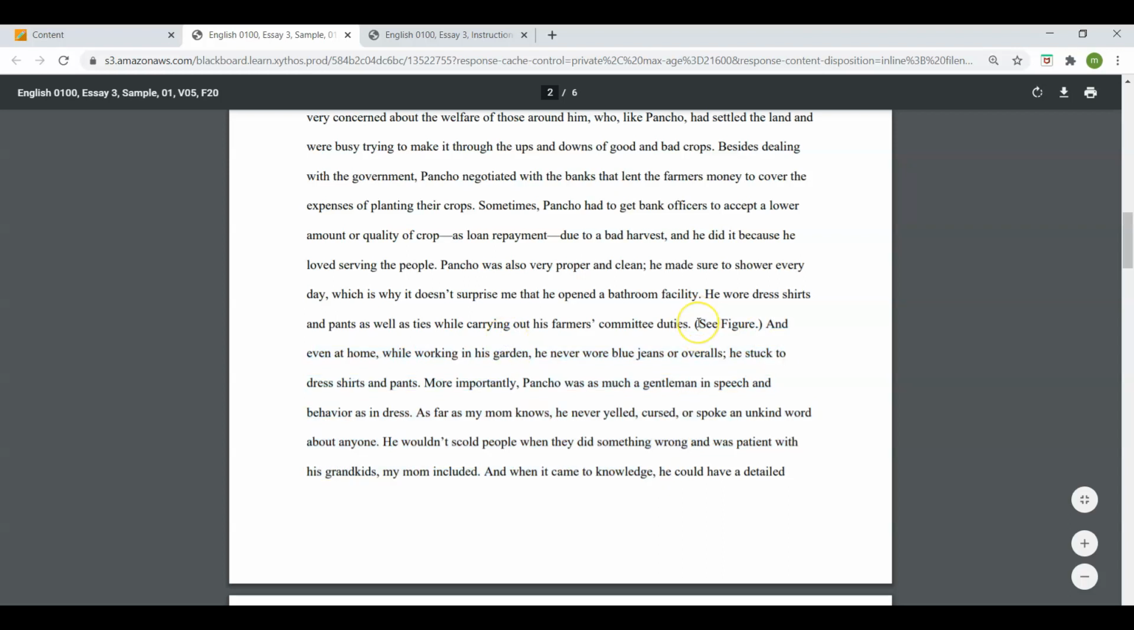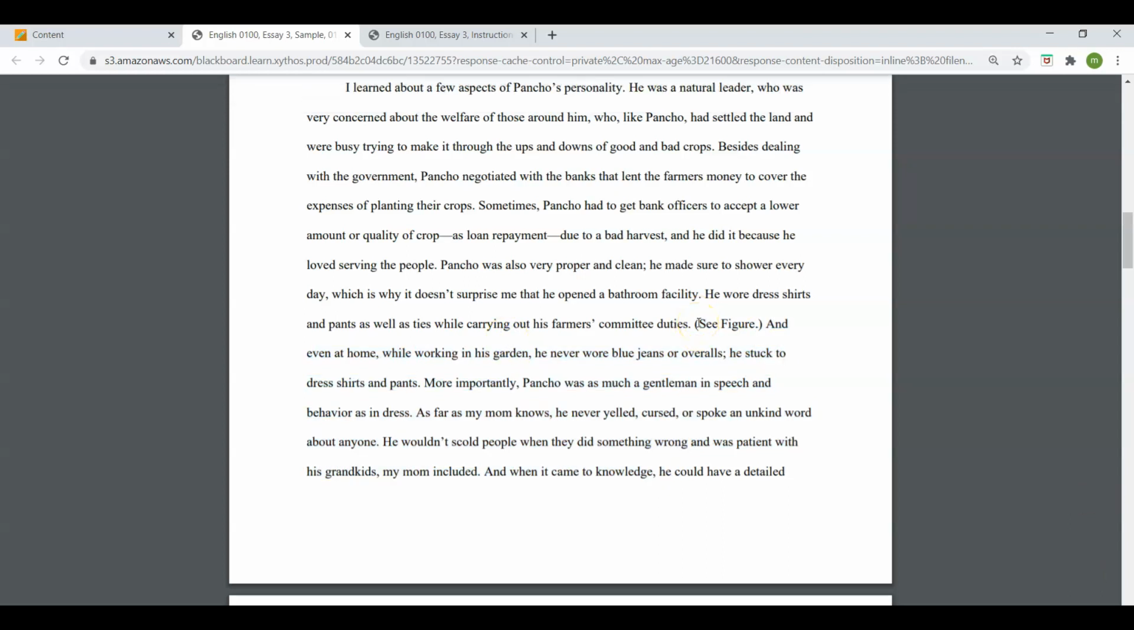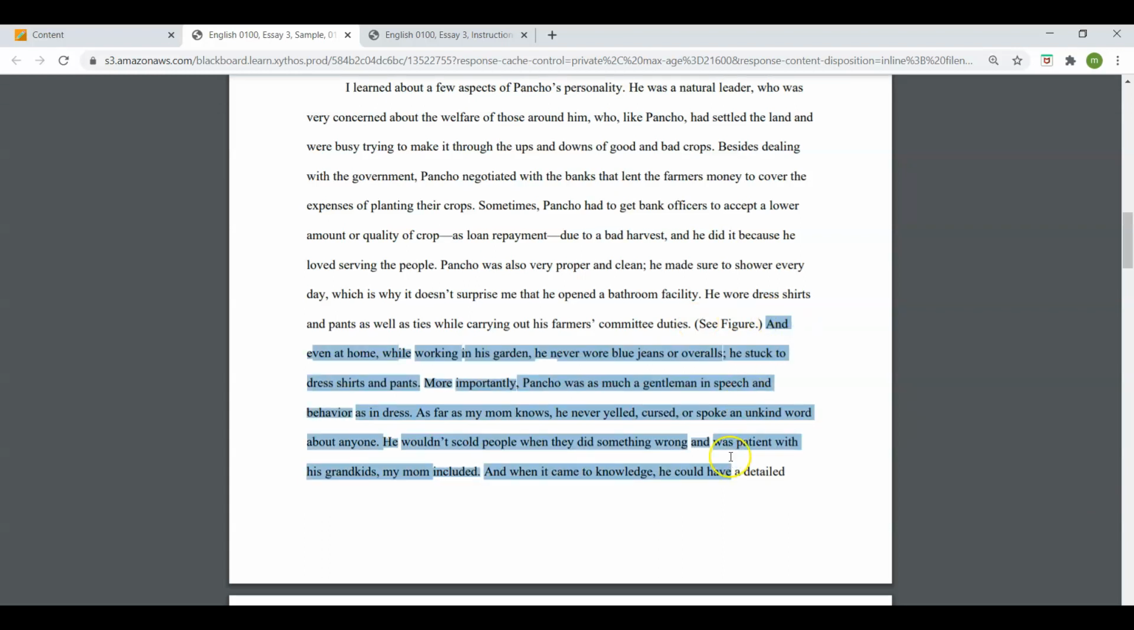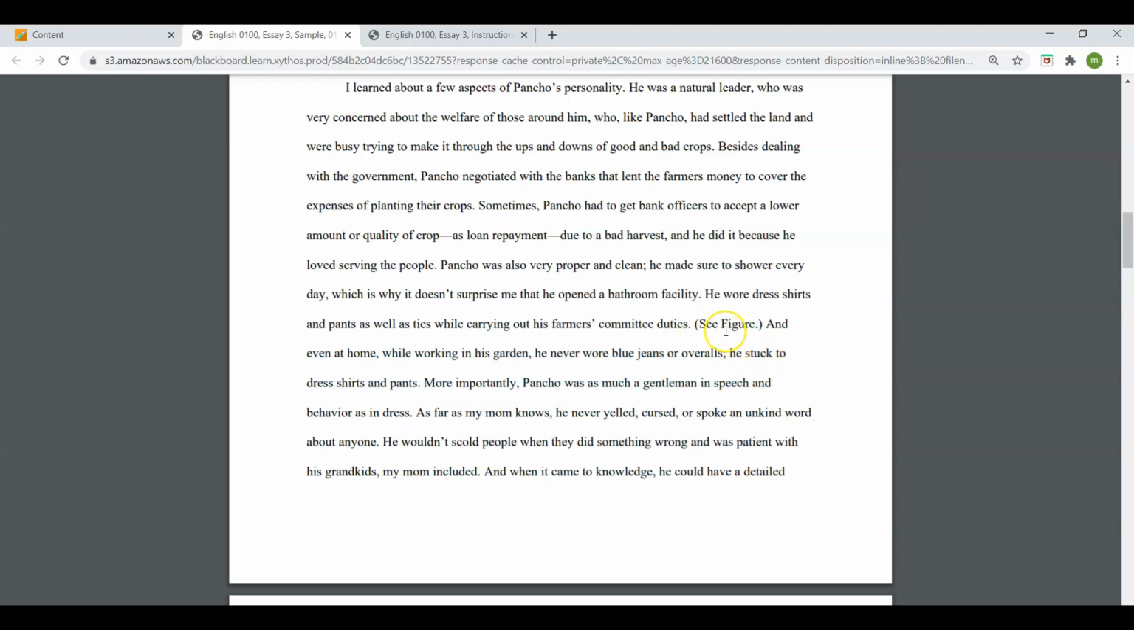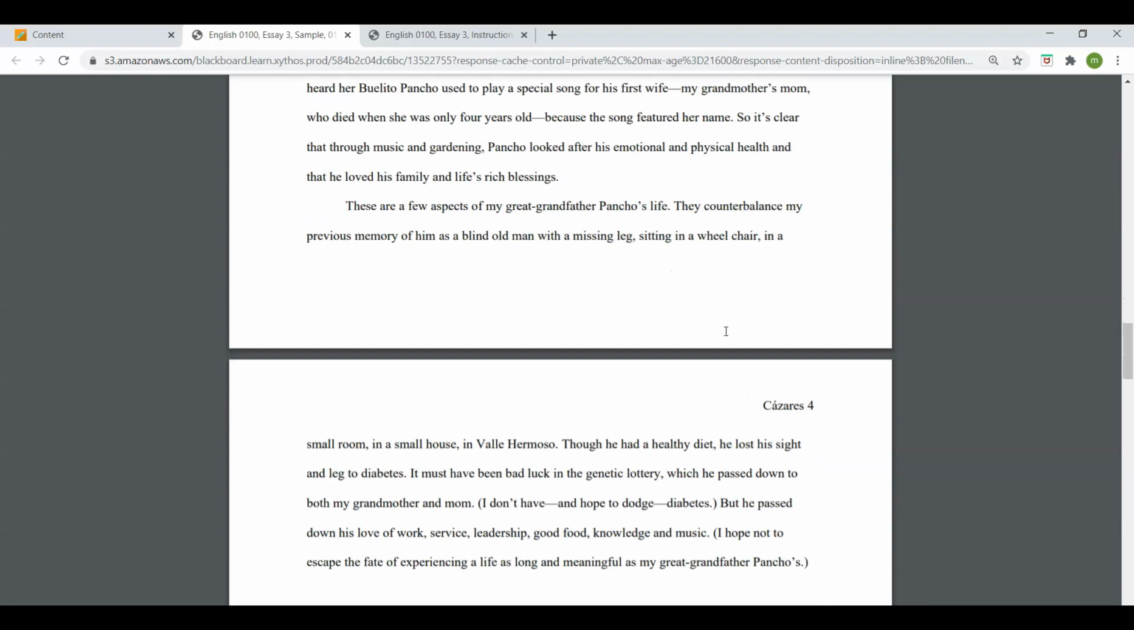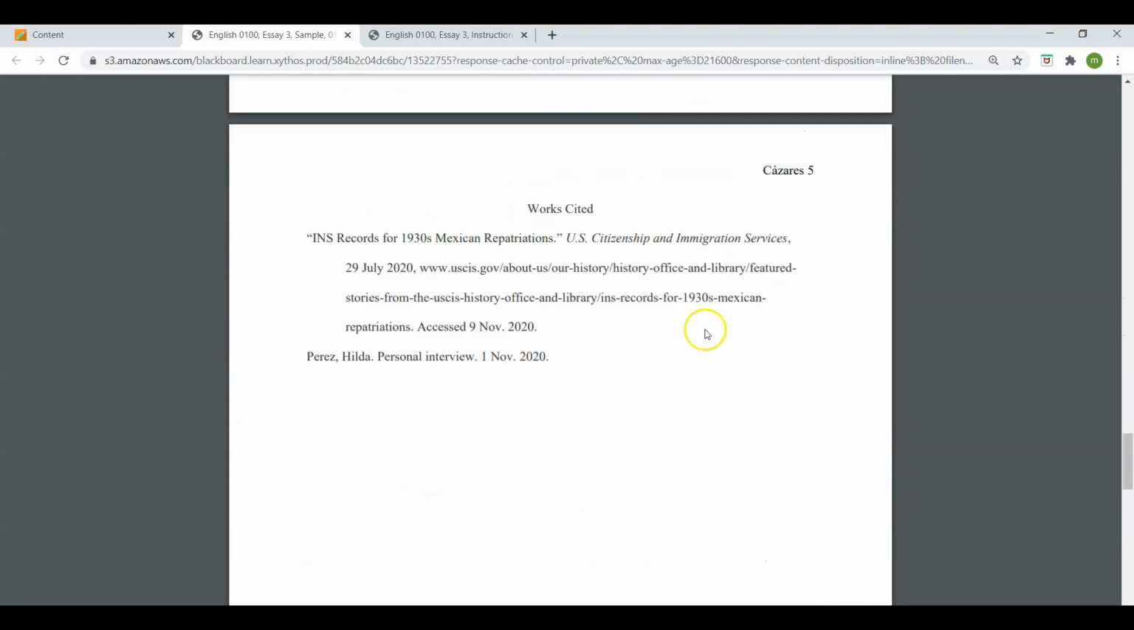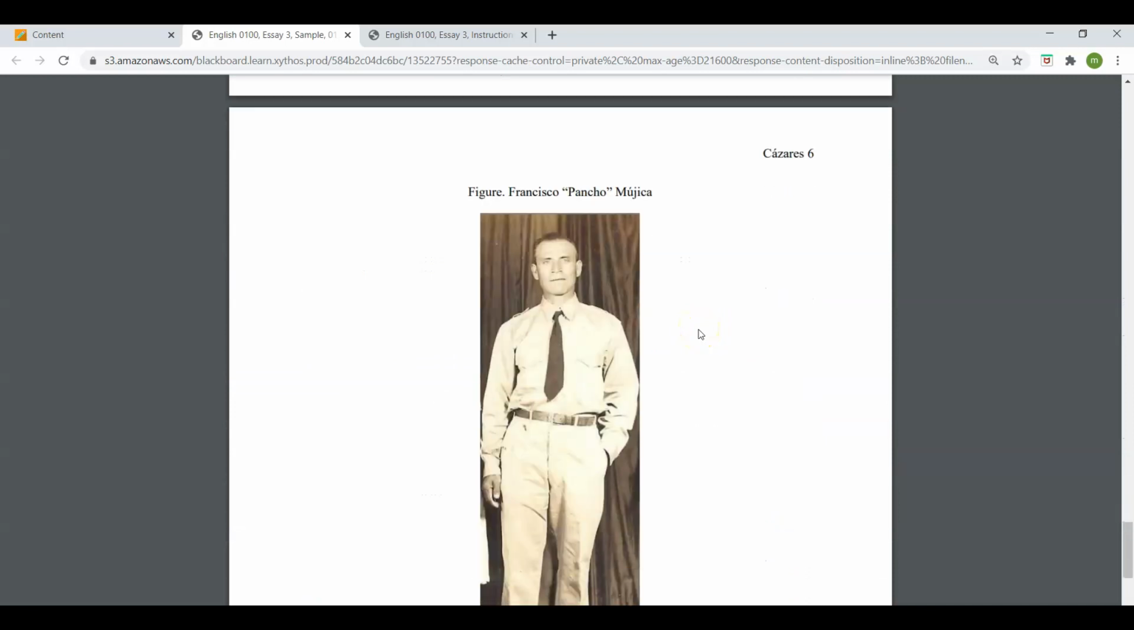So at that point, whoever's reading, let's say you're reading this essay, you can just keep reading and eventually look at the figure, or you can pause and go look at the figure. So where do you find it? You scroll down. There's the works cited. You find it at the very end. There it is. Figure, period.